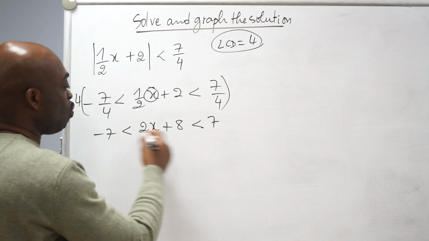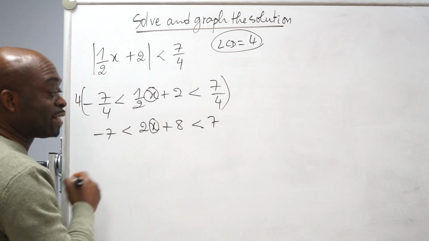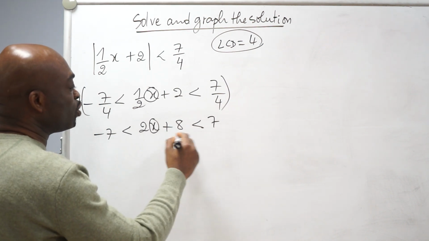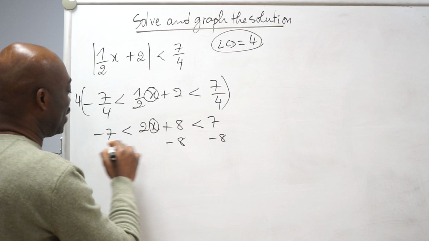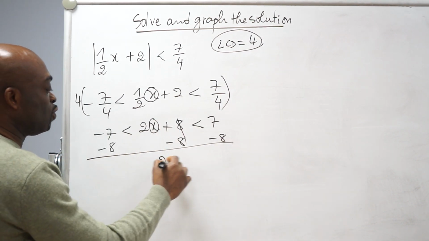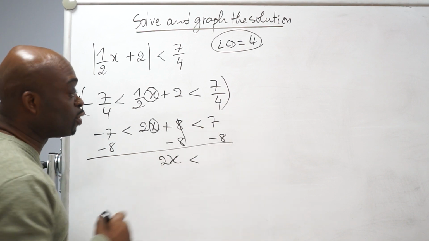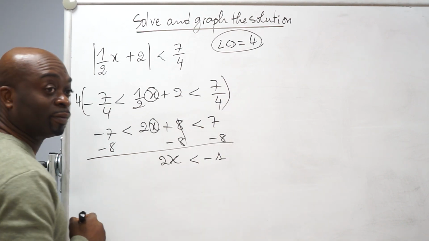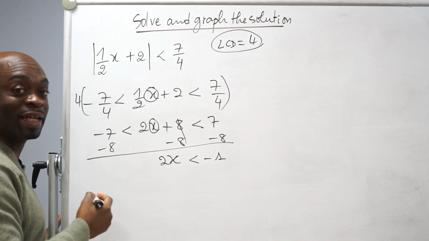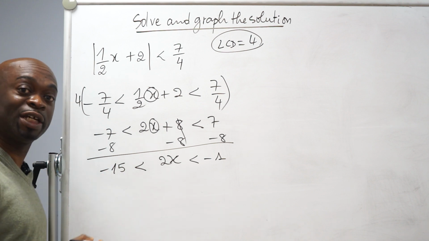Once you get to this part, again, remember you're solving for x. That means you've got to get rid of what? The 8. It's got to go first. So you're subtracting 8 everywhere else. You end up with 2x here, and then negative 7 minus 8 is equal to what? Negative 15, because both numbers carry the same sign, so you add and you keep the sign. And 7 minus 8 is negative 1.